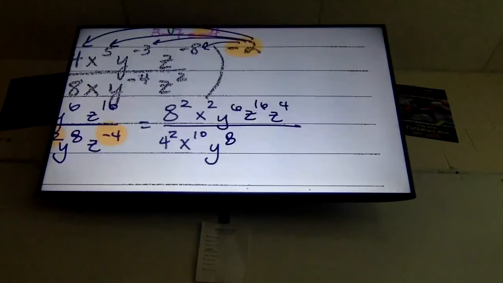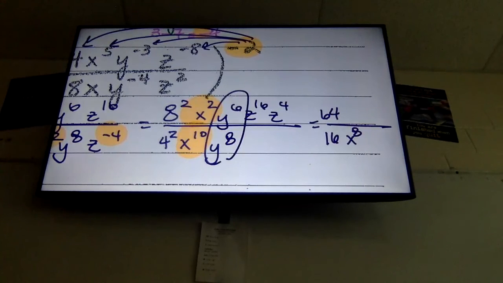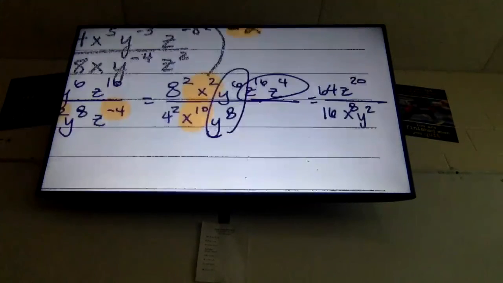Okay. Now I'm going to simplify. 8 squared is 64. I'm going to do all my x's at the same time. X squared and x to the 10th is going to give me an x to the 8th on the denominator. I guess I can do 4 squared at the same time. I get 16. Then I'm going to do my y's. Y to the 6th over y to the 8th is going to be y squared in the denominator. And then z's, all of that stays on top. I get z to the 20th on top.